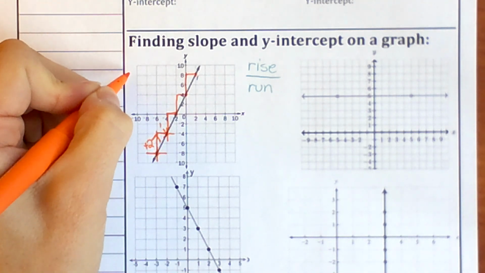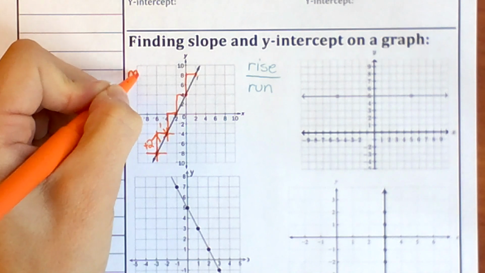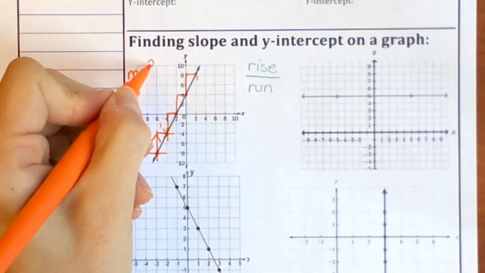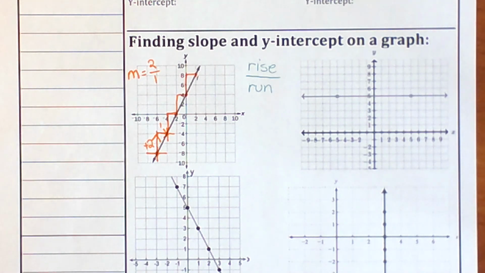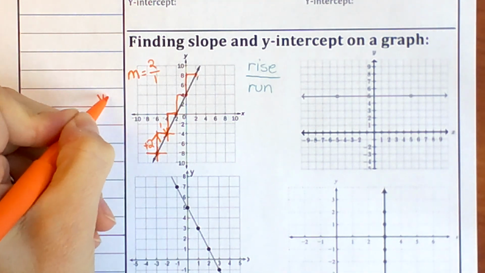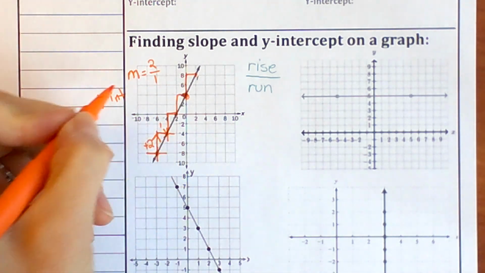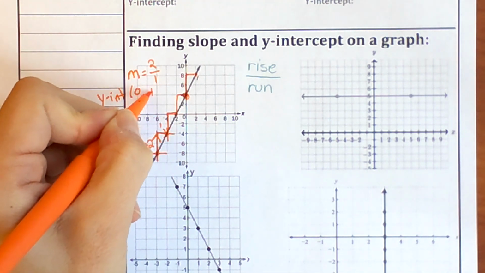So my slope, which if you remember from last year, we also can use the variable m. My slope is up 2 and over 1. So my slope is 2 over 1. And then my y-intercept, where it crosses the y-axis, is right here. So that coordinate point is (0, 4).